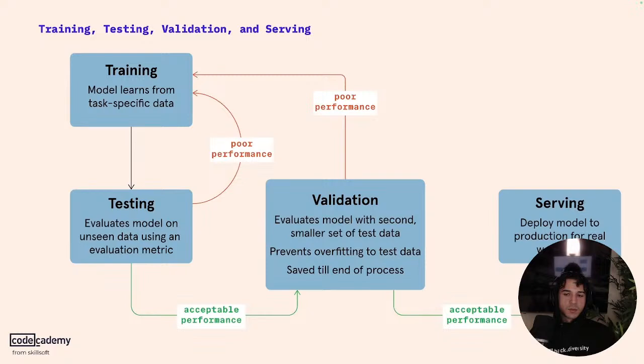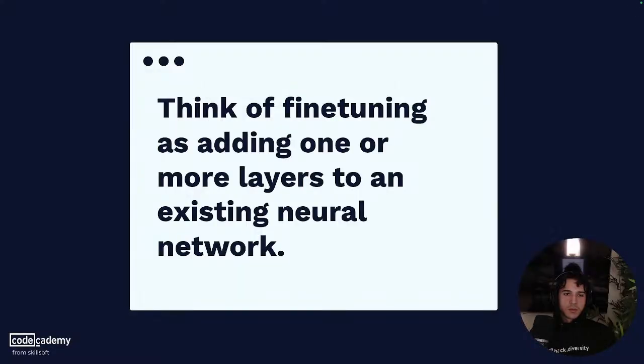This process ensures that the model is accessible, scalable, and reliable for end users. Think of fine-tuning as adding one or more layers to an existing neural network. The steps are quite similar to training a model from scratch, because both types of training essentially involve shaping a model to understand and respond to specific tasks.